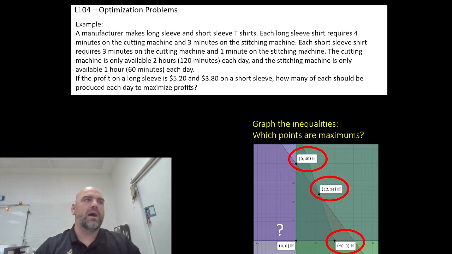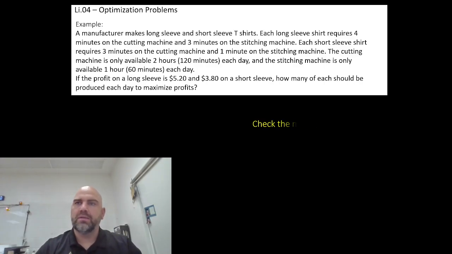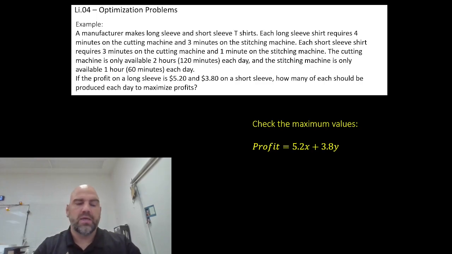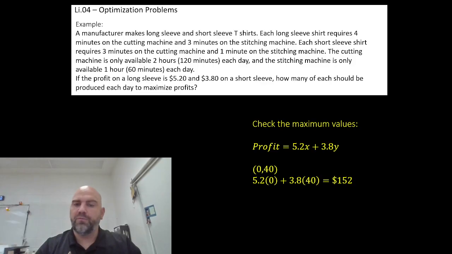So what we want to do now is determine what the profit is based on each one of these pieces. And so that is our next step here. We're going to check the maximum values or the maximum profit based on our target equation, and that's where we're bringing our target equation back into play. So our first point there is 0, 40. 0 long sleeve, 40 short sleeve. If we put that into our profit formula, we're going to get a profit of $152. Okay, that's going to be our profit for the day.